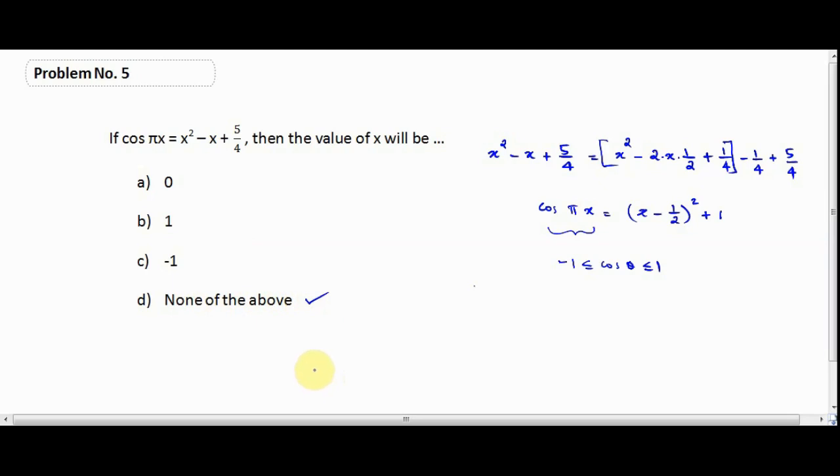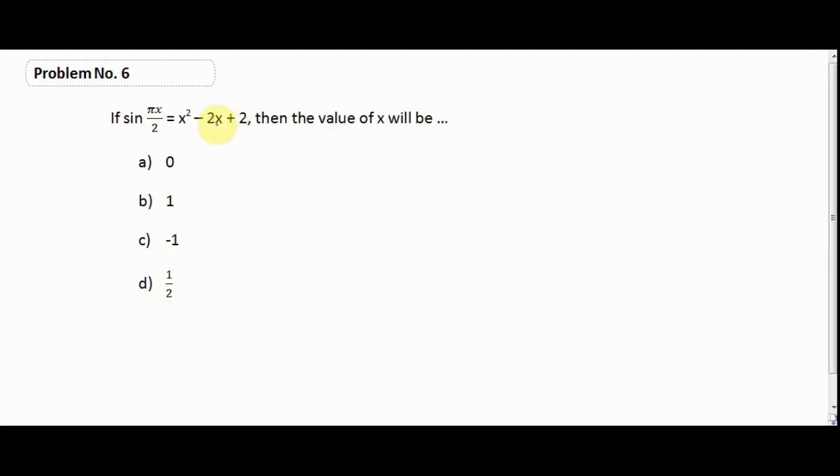Now let's move on to problem number 6. If sine pi x by 2 is equal to x square minus 2x plus 2, then the value of x will be. So we have to find out the x value which satisfies this equation. You may try to solve this by yourself. Please pause the video and try to solve this.